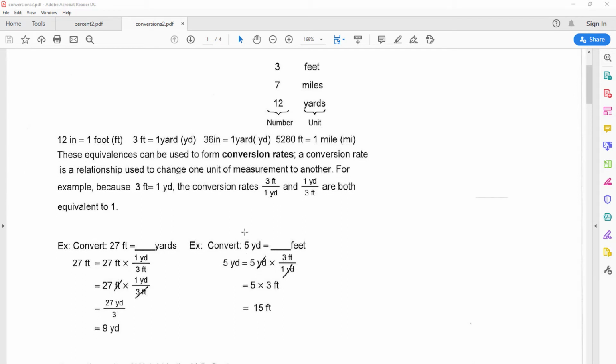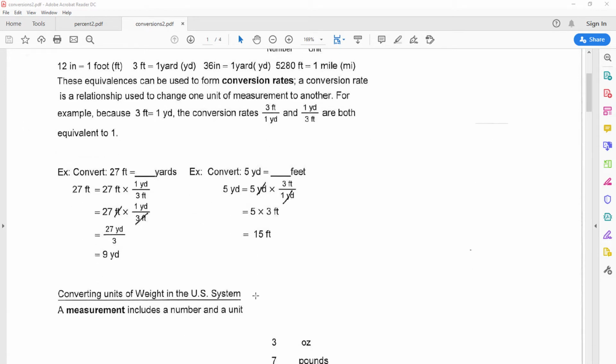Next one here, I have 5 yards equal to so many feet. And when I multiply, I want yards to cancel out, and I want to replace it with feet. Now I'm going to think about that. What conversion rate do I need to use? 3 feet to 1 yard. So yards cancel out. I'm left with feet as my unit. And 5 times 3 is 15.